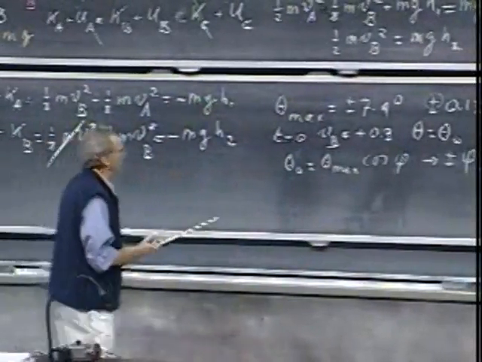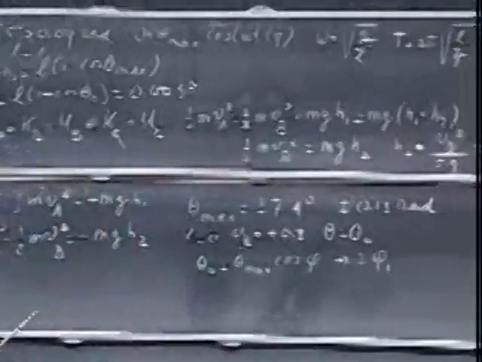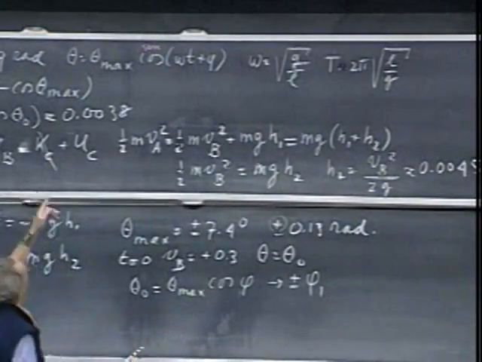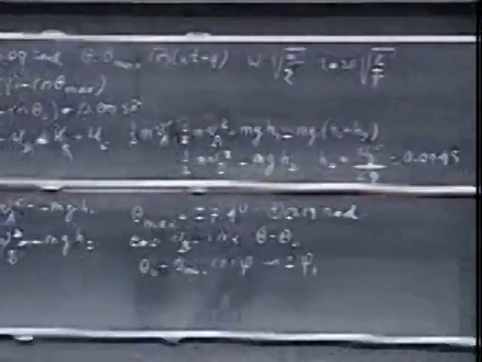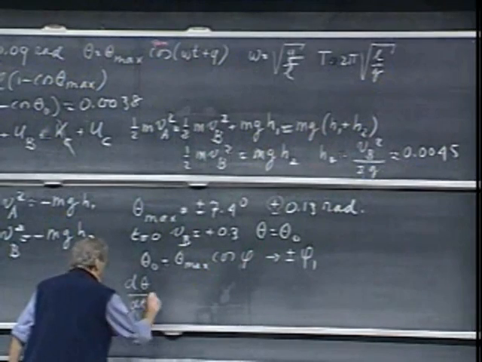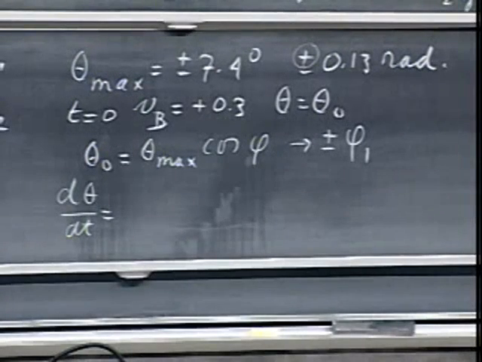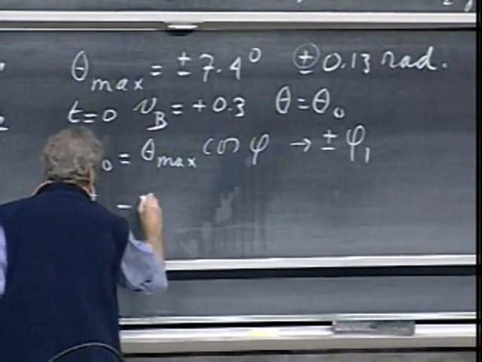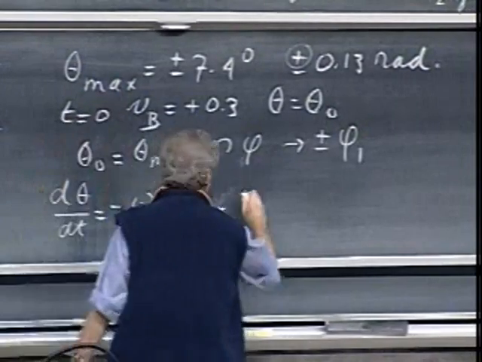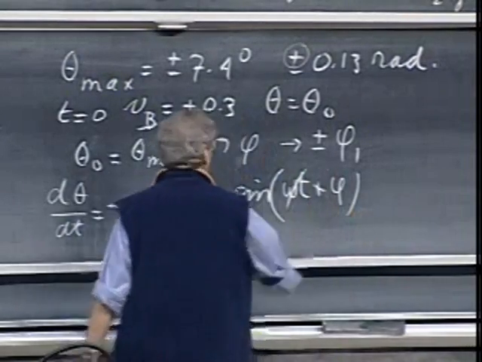And so now I have to take into account the fact that at t equals 0, I know the velocity v. And how does that come in? Well, I take the derivative of that equation there, and so I get that d theta/dt, which is the angular velocity in radians per second at any moment in time, but we're going to evaluate it at t equals 0, equals minus omega theta max times the sine of omega t plus phi, evaluated at t equals 0.